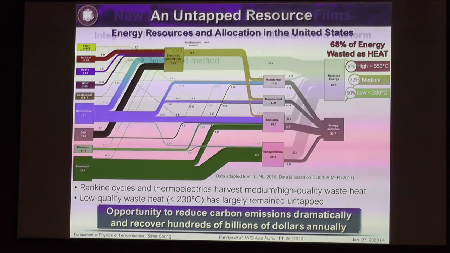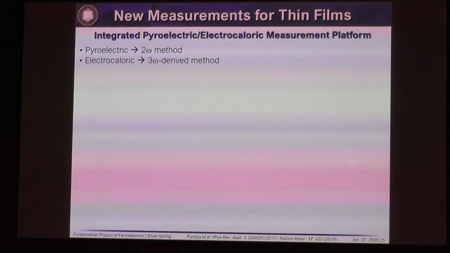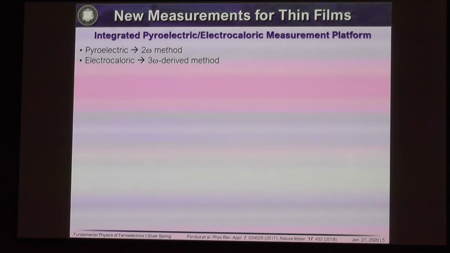All right, so if we're gonna study pyroelectrics and electrocalorics, we need ways of measuring these sorts of things. And so what my group has focused on over, actually, probably almost 10 years at this point, is building integrated measurement protocols and platforms. So we're gonna measure pyroelectric effects using what's called a 2-omega method, and we're gonna measure electrocaloric effects using what's called a 3-omega or a 3-omega derived method. This is a measurement used in the thermal transport community that we've kind of adapted for these materials.